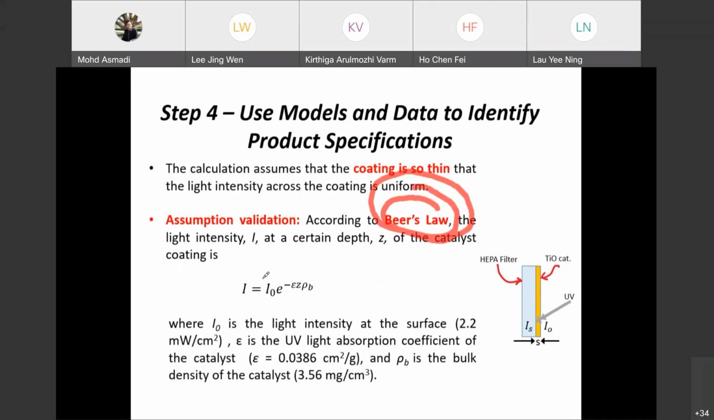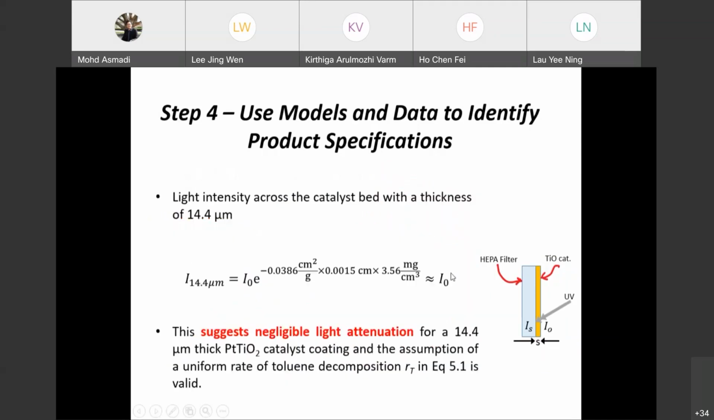Based on Beer's law, I, this one. I'm not really familiar with the light intensity, so these are the equations. If you substitute I naught, epsilon, the UV light absorption, and rho b, you can get the light intensity. So the 14.4 catalyst coating is similar to the I naught, meaning that it meets the specification.